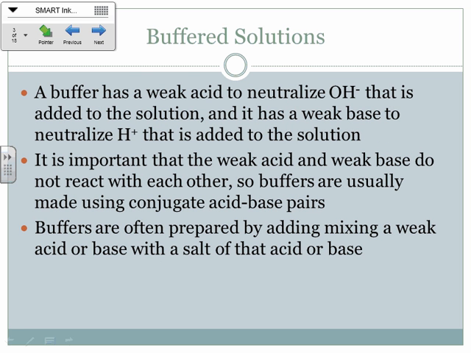Okay, so a buffer has a weak acid to neutralize OH minus, and it has a weak base that will neutralize the H plus. The weak acid and the weak base need to not react with each other in order for this to work. So usually we use conjugate acid-base pairs. That's kind of the best way to prepare a buffer.